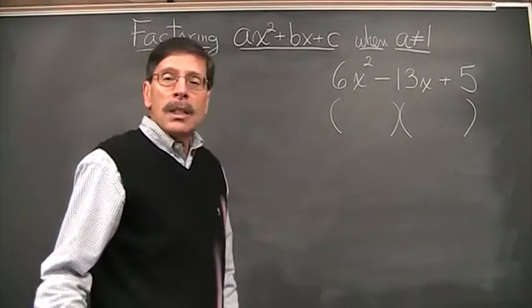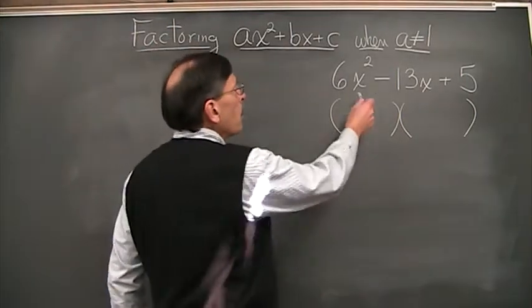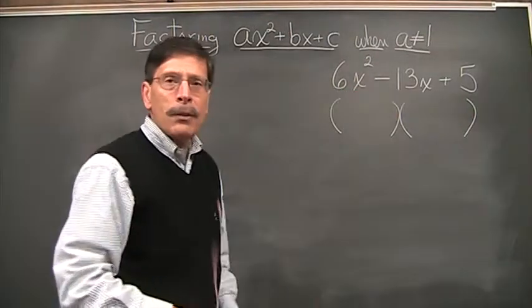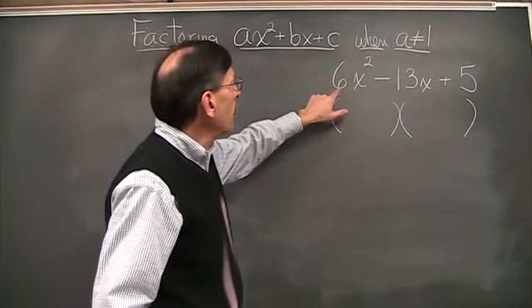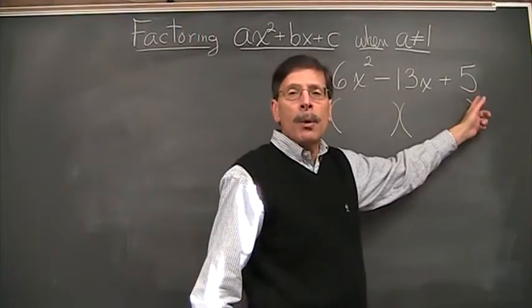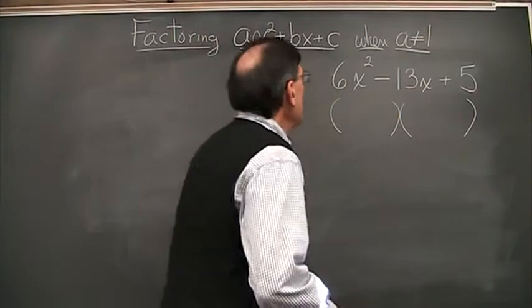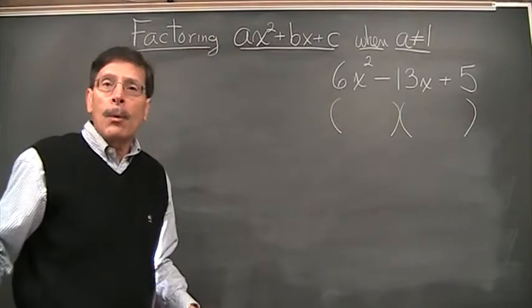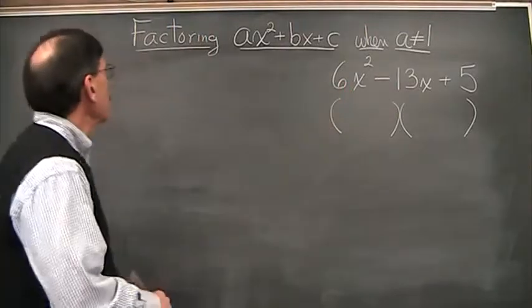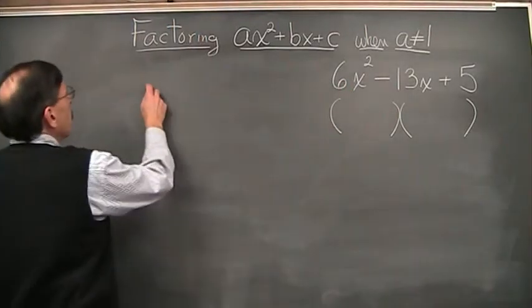Let's begin by listing the possibilities. Remember, the coefficient of x squared is not a 1, it's a 6 here. So I have to list the possibilities, the pairs of numbers that multiply to 6, and separately the pairs of numbers that multiply to 5. As we mentioned before, there are a lot more possibilities for us to check when the coefficient of x squared is not 1. So let's begin with 6.